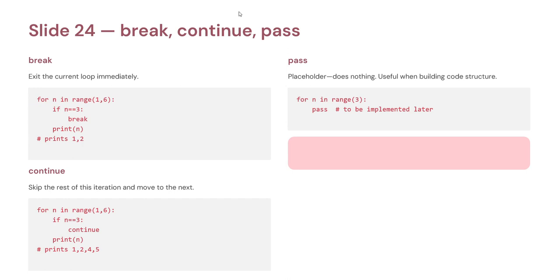So let's have a quick revision. Remember, break is used to stop the loop completely. Continue, skip one iteration. Pass, do nothing temporarily. These three statements give programmers better control over loops.